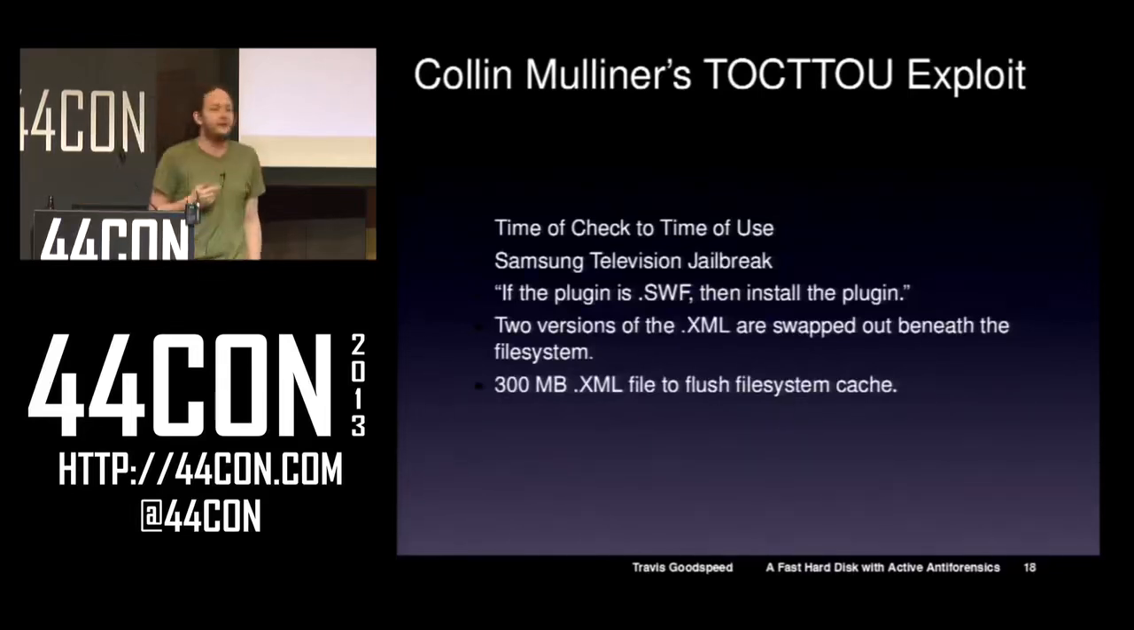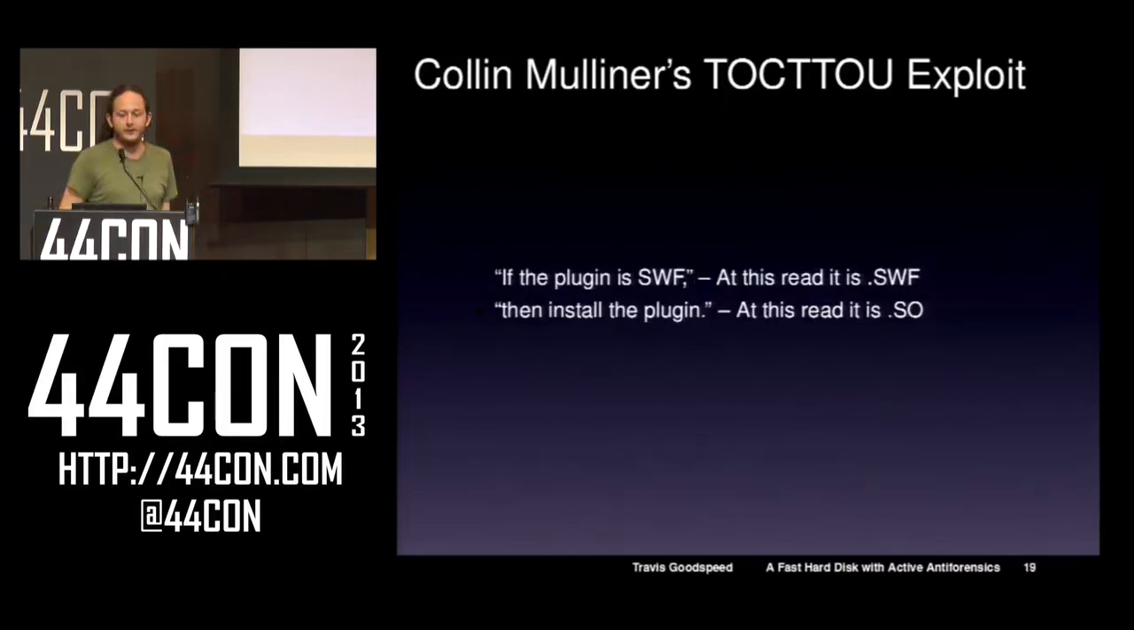And in order to flush the cache, he made 300 megabytes of white space within the XML file that described the plugin. This happily flushed the cache. He had a little trigger so that when the end of that file was read, it would switch to the second copy. And so when he said to install it, the TV would think that it was valid, and then it would install it. And that allowed him to jailbreak the TV.